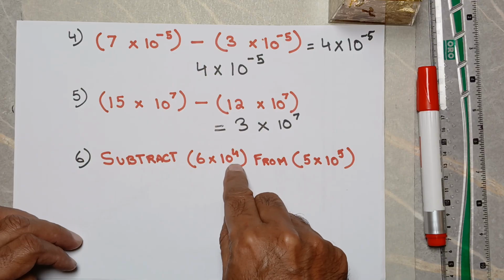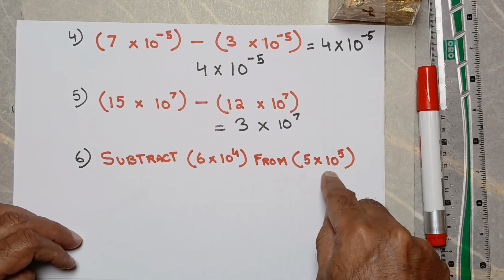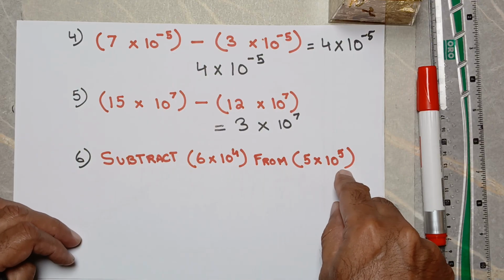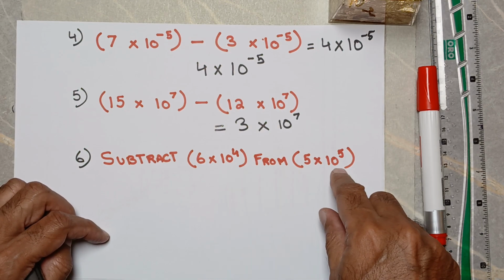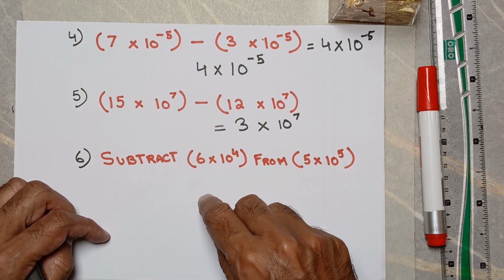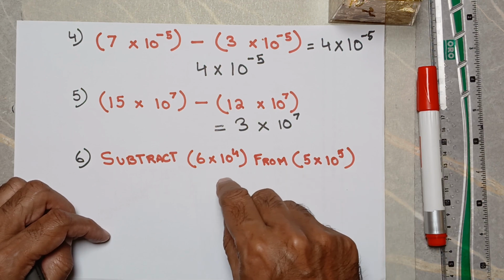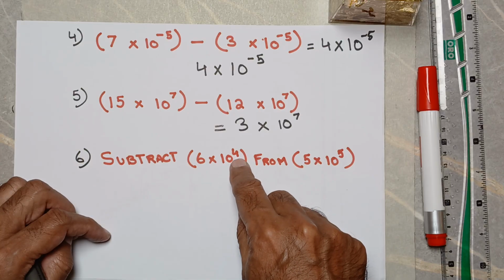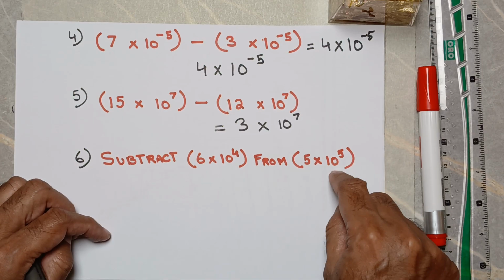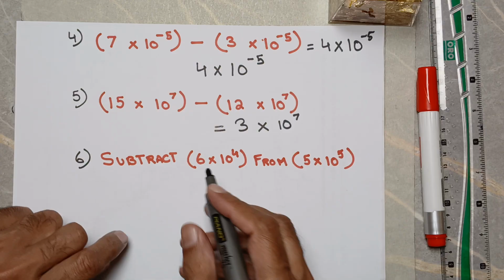In question number 6, it is somewhat different from the rest of the questions. Subtract 6 times 10 raised to the power 4 from 5 times 10 raised to the power 5. Here the exponents are not the same. In the first term it is 10 raised to the power 4, but here it is 10 raised to the power 5. But I have told you, when you are going to increase the exponent, simply make it 10 raised to the power 5, in this way it will become equal to this. And you know how it can be.